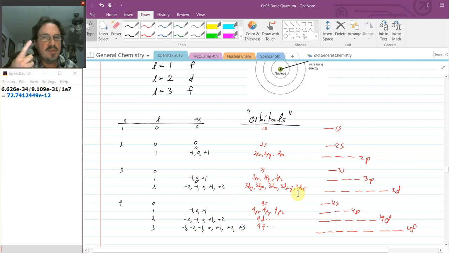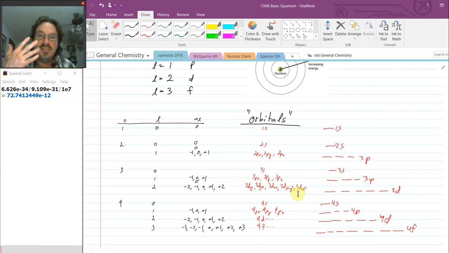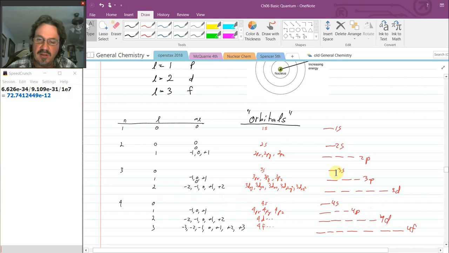The s has 1 orientation, the only one possible. P's have 3 orientations. D's have 5 orientations. And so again, if I was to draw this just as a little line to fill my electrons in, here's my 3s, my 3p's, and my 3d's. If I go up to the 4th one, now I can go all the way up to the f orbitals, and the f orbitals have 7 different orientations.